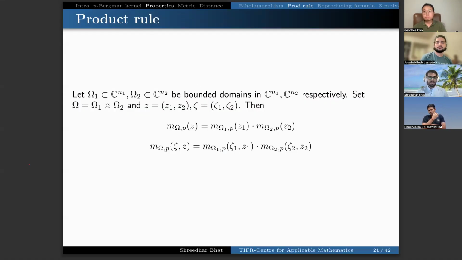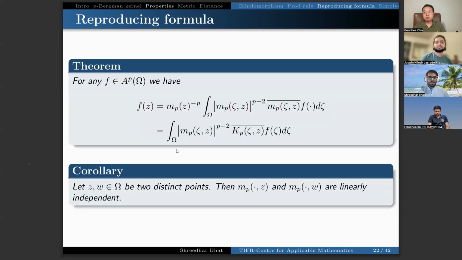Then some other properties of the p-Bergman kernel. If you look at this product domain, where omega 1 and omega 2 are bounded domains in C^N1 and C^N2, then all these kernels are also products of each other. Now, there is one other nice property.